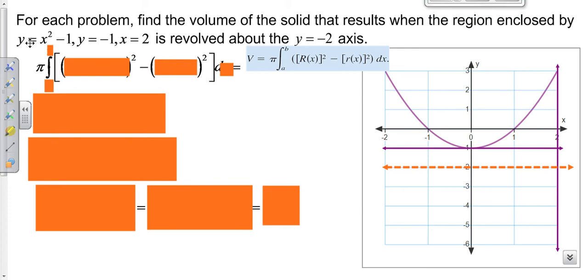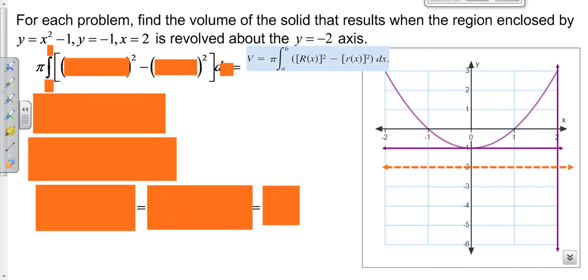So we have our parabola opening upward, move down 1, and that's what we have here in this curved parabola right here. Our y equals -1, and that's our horizontal line here at a height of -1. Our x equals 2, that's our vertical line right here over at 2. We're taking a look at that area, which is this kind of curved triangle here.